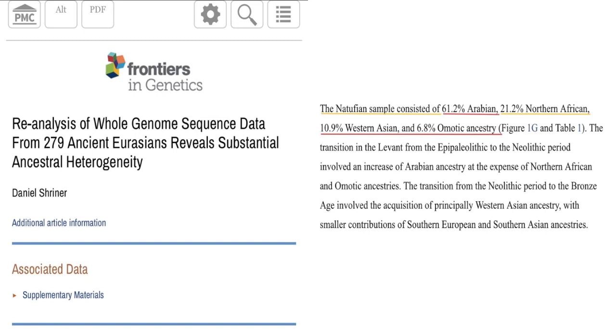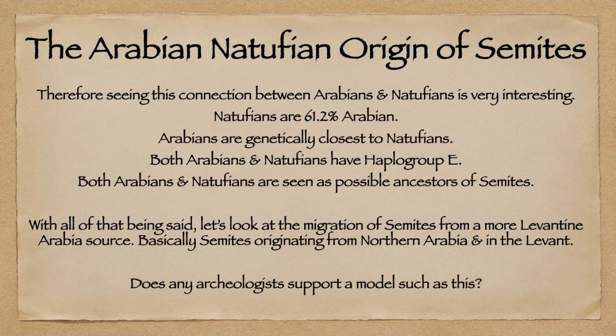The Natufian sample consists of 61.2% Arabian. That's the highest amount of DNA that Natufians have. It's mostly Arabian. Then they have 21.2% North African, which would be Ibero-Maurusian. Then they have 10% West Asian, that's just Middle Eastern, and 6.8% Omotic, which is East African. So, therefore, seeing this connection between Arabians and Natufians is very interesting, and it makes sense. Natufians are 61.2% Arabian. Arabians are genetically closest to Natufians. Both Arabians and Natufians have haplogroup E.